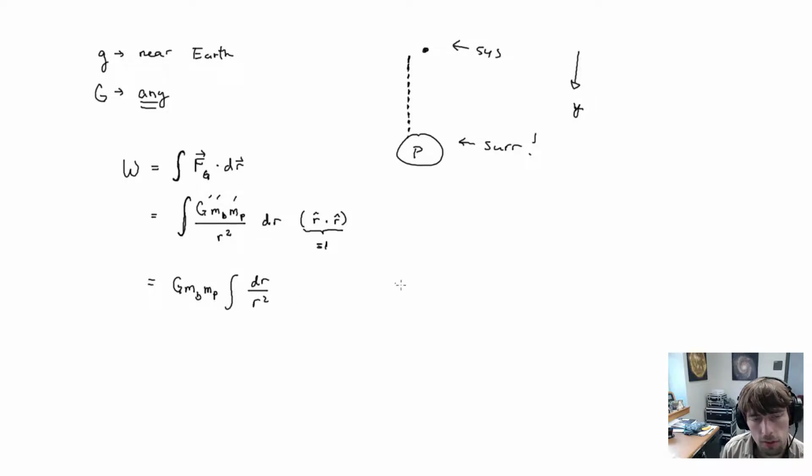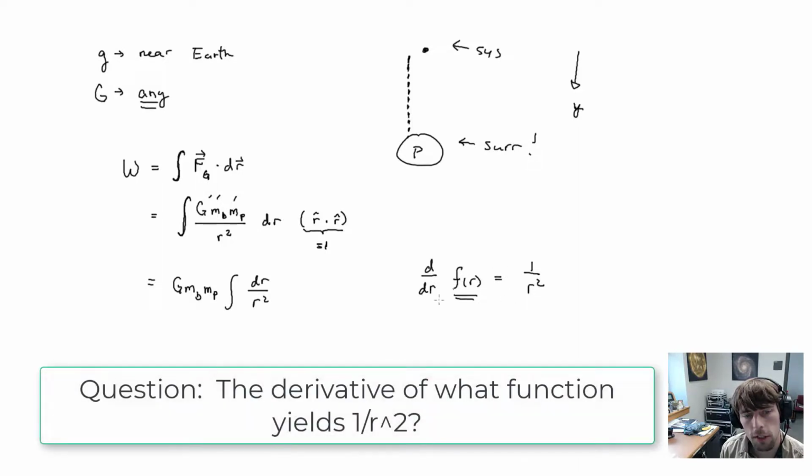And again, the question becomes: what function f of r, when I take the derivative d/dr, gives me 1 over r squared? I'm looking for what function, when I take a derivative, gives me 1 over r squared. You got it? Good. Hopefully you see, and this is always an option, you can guess and check. That's fine.